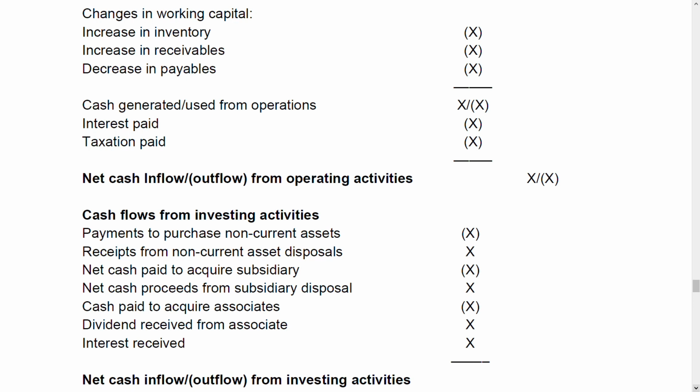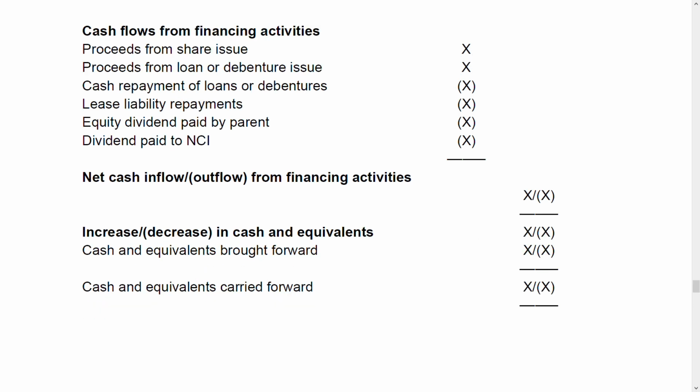Interest received, in the earlier slide we said interest received or dividend received is under investing activity. Then we get net cash inflow or outflow from investing activity. Next, we are moving on to the last, that is financing activity. Here, all shares, equity and loans will come. When you are getting proceeds from share issue, inflow. Proceeds from loan is also an inflow. Cash repayment, you are paying cash to repay the loan or debenture, outflow.